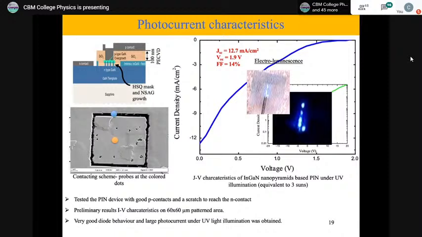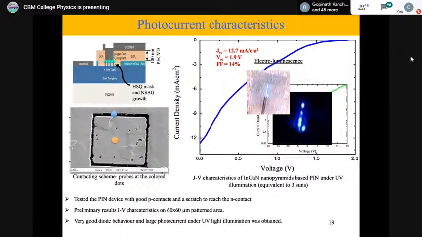Your JSC is 12.7 milliampere per centimeter square, VOC is 2 volt, and your fill factor is around 14%. It's very low, but for a device size of a few microns, it's a very good value. So we are trying to further improve the characteristics we have here and achieve better efficiency.